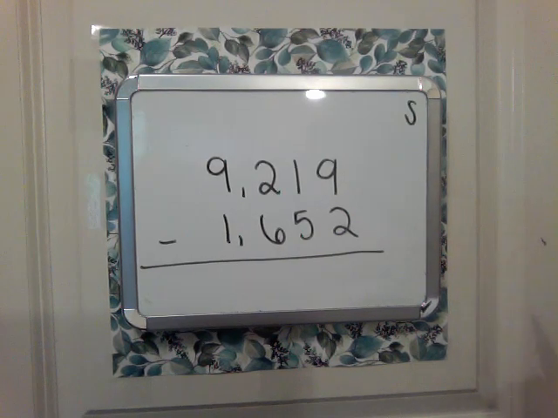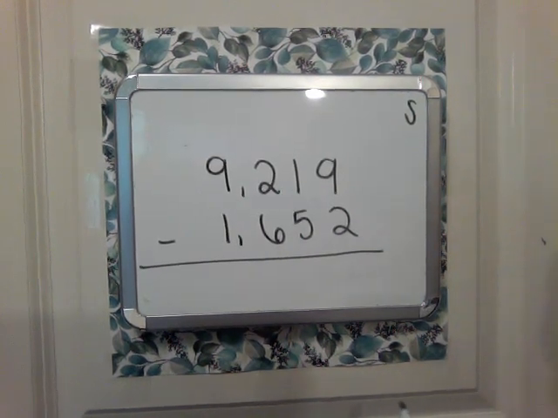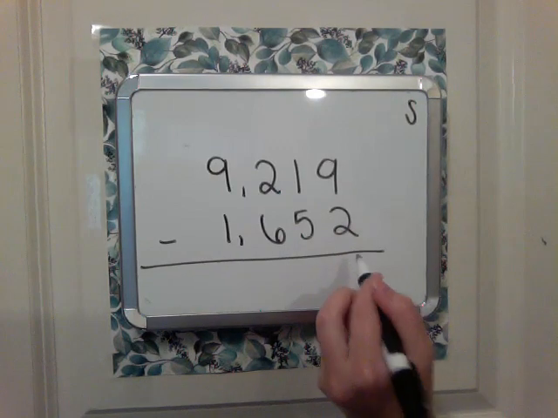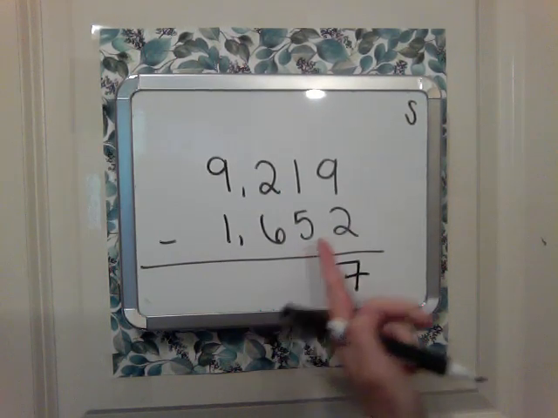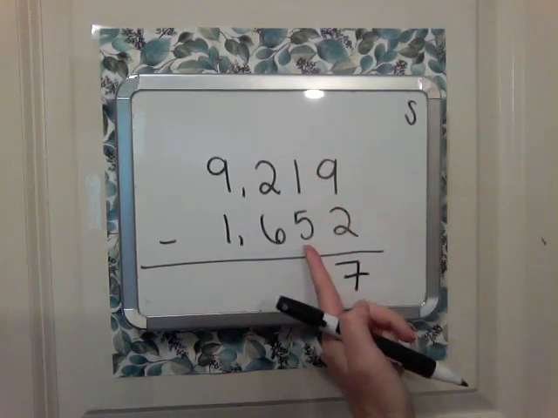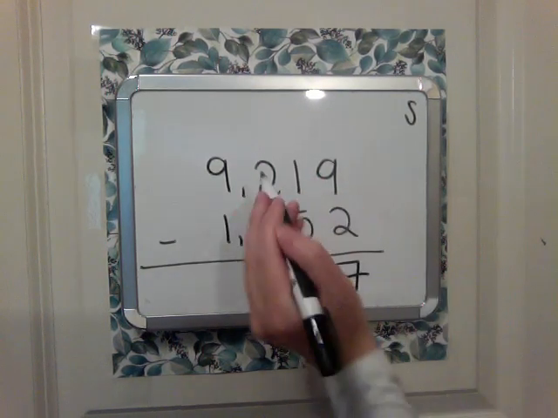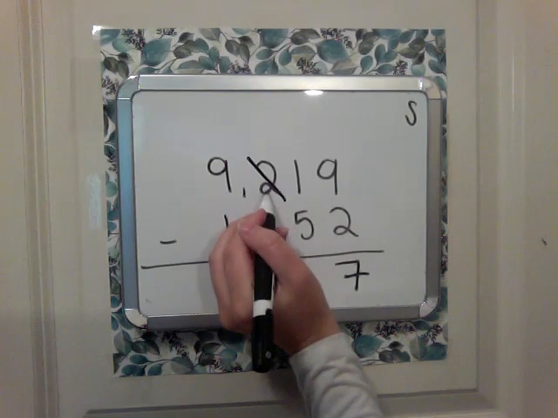I hope this week you're really focused on your regrouping. In the ones place, 9 minus 2 is 7. And then in the tens place, you'll notice we can't subtract because if we have 1 ten, subtract 5 tens, we don't have enough on top. So we regroup from the 2.